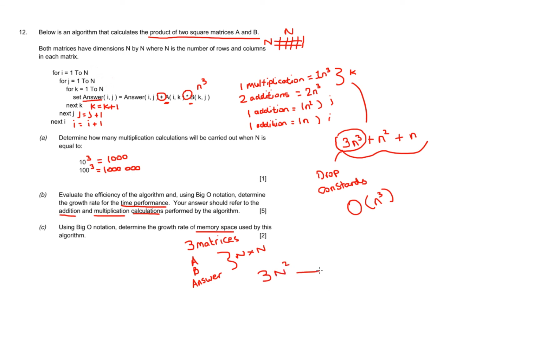So I've got n by n is n squared, and I've got 3 of those. And if you apply the same rules that we did before with constants, we drop the constant, n squared over time, if you scale it up, becomes more dominant, and therefore, for the memory space used, this algorithm is order of n squared. And that gets us our 2 marks.